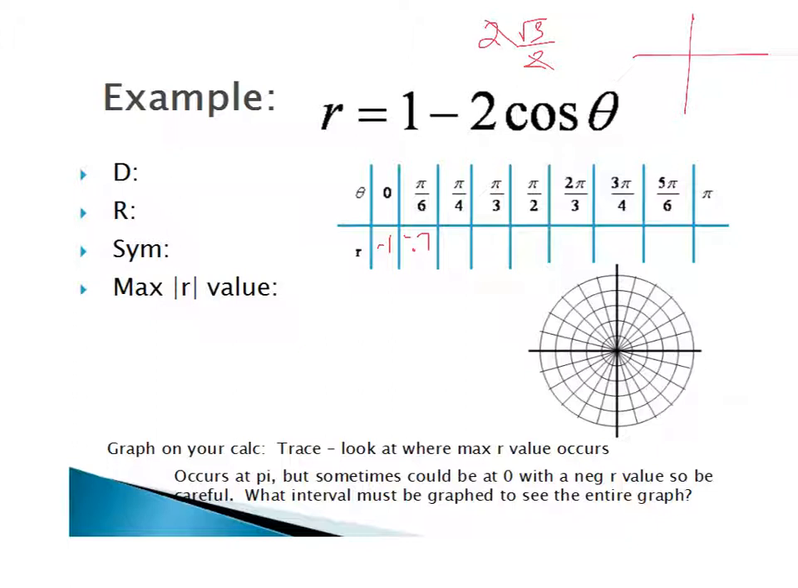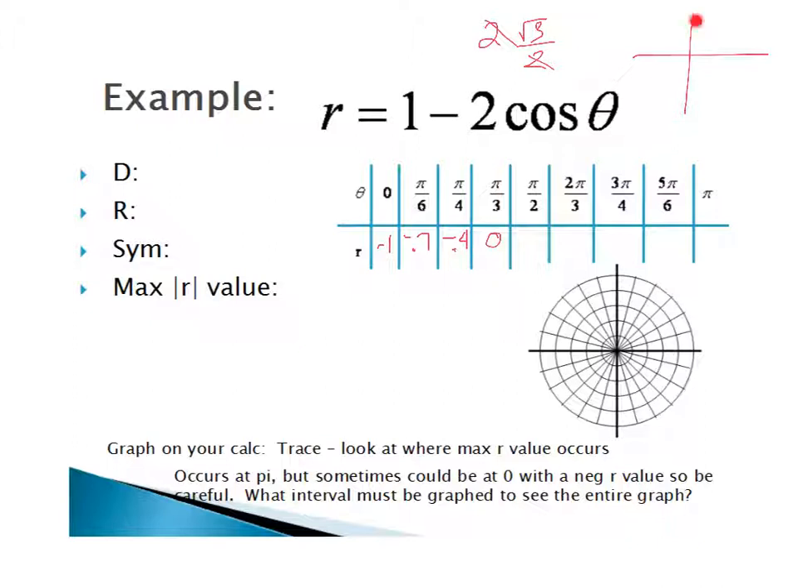Let's do pi over 4. That's right here. The cosine of pi over 4 is root 2 over 2, times 2 is just going to be a root 2. 1 minus root 2. I have negative 0.4. All right, let's try pi over 3. Pi over 3 is up here. The cosine is 1/2. 1/2 times 2 is just going to be 1. 1 minus 1 is 0. That works out nice. Let's keep going.